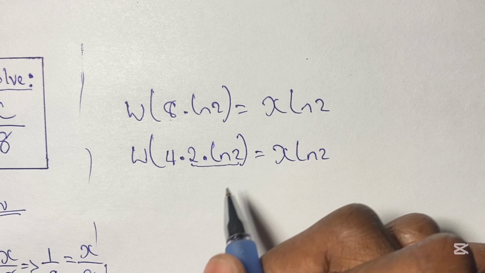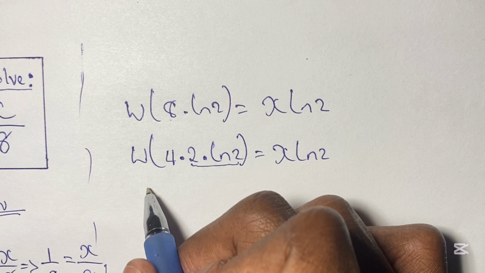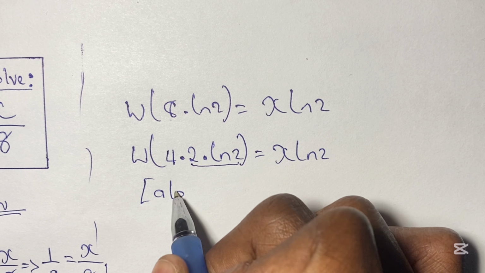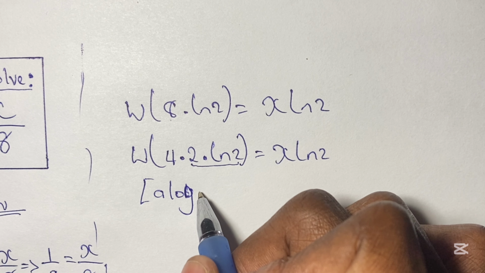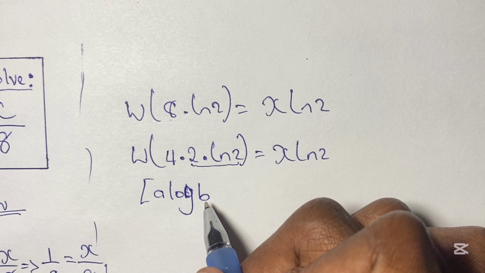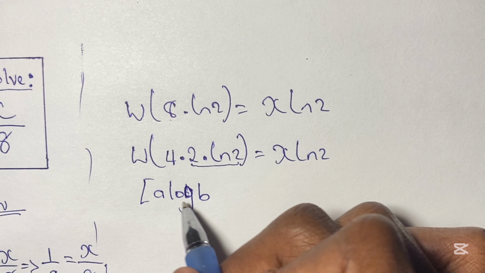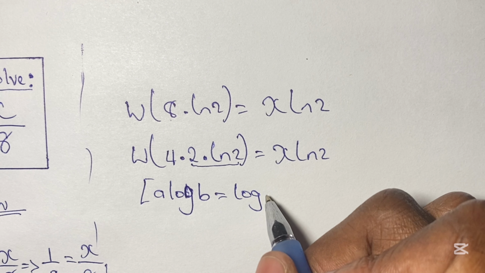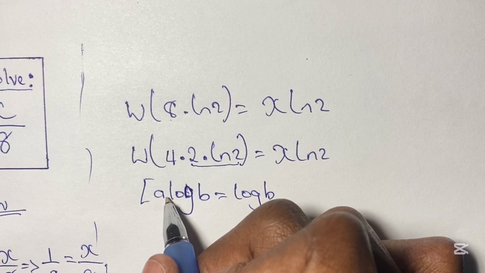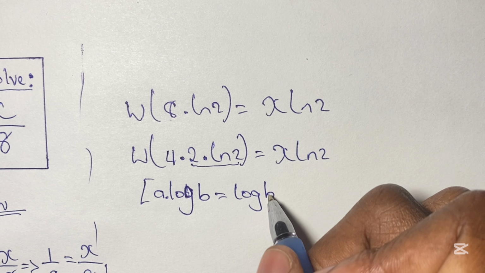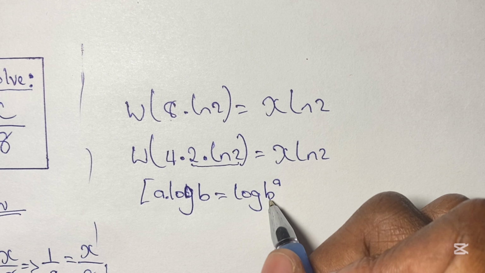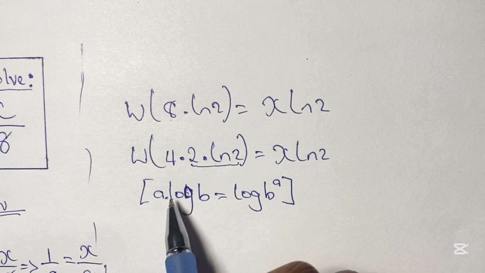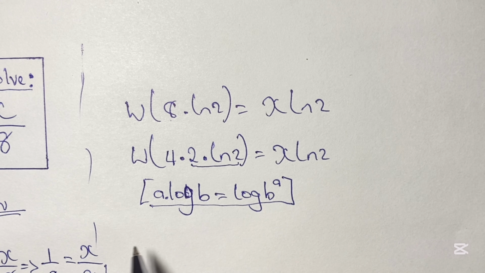So here we have this 2 times ln 2. Just taking it from there, we can apply this logarithm rule where we have a log b. We can actually simplify this expression. This expression is the same as saying we take the log of b, and then this a that is multiplying this log b becomes the power of b. So we can write any of our logarithm expressions in this form. So in applying this rule, we just rewrite what we have here.